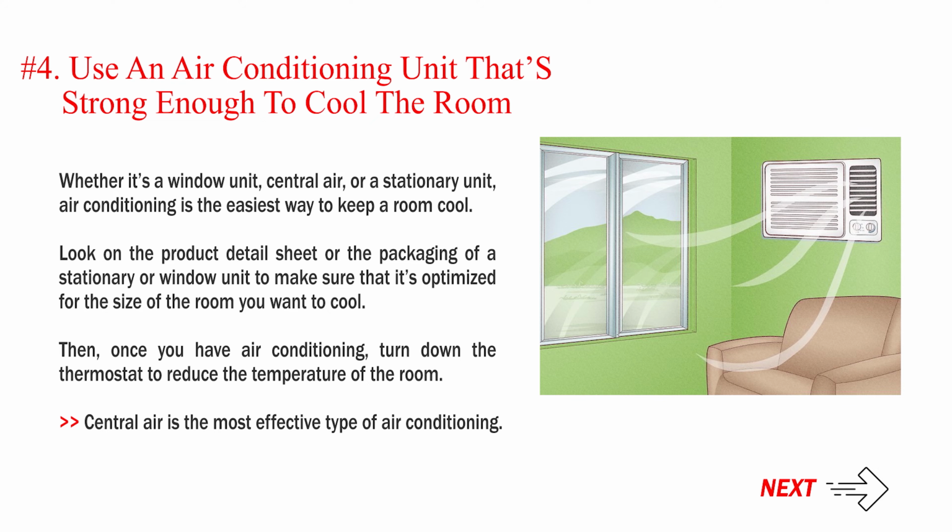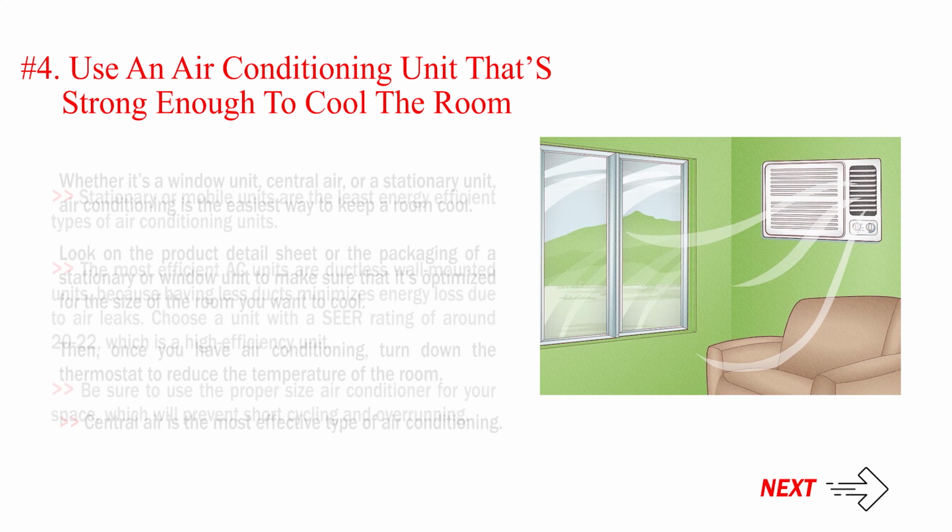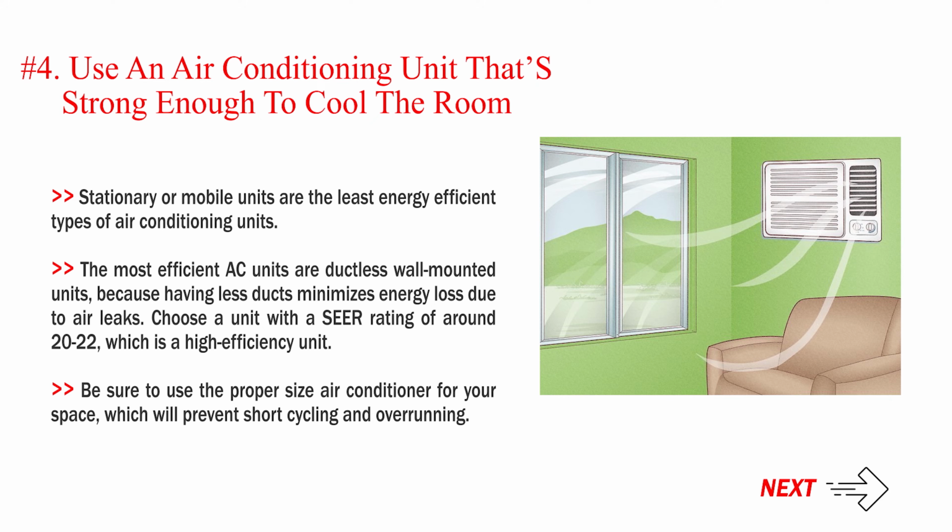Central air is the most effective type of air conditioning. Stationary or mobile units are the least energy efficient types of air conditioning units. The most efficient AC units are ductless wall-mounted units, because having fewer ducts minimizes energy loss due to air leaks. Choose a unit with a SEER rating of around 20 to 22, which is a high-efficiency unit. Be sure to use the proper size air conditioner for your space, which will prevent short cycling and overrunning.